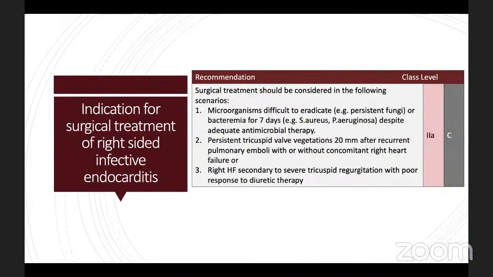Indication for surgery: surgical treatment of right-sided infective endocarditis. Surgical treatment should be considered in the following scenarios: microorganisms difficult to eradicate, persistent fungal bacteremia for 7 days, Staphylococcus aureus or Pseudomonas aeruginosa despite adequate antimicrobial therapy, or persistent tricuspid valve vegetation more than 20 millimeters after recurrent pulmonary emboli with or without concomitant right heart failure, or right heart failure secondary to severe tricuspid regurgitation with poor response to diuretic therapy.